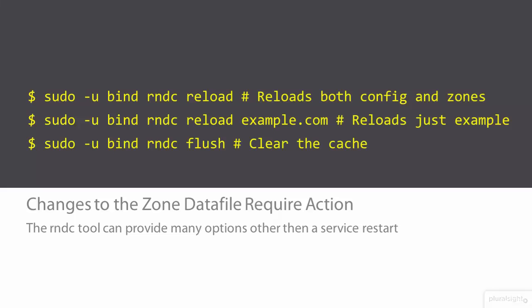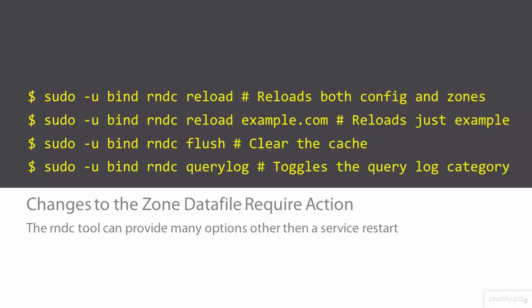If we need to clear the cache but don't need to load any other configuration information, we can use rndc flush. And then as we've seen, if we need to toggle on and toggle off the query log category, we can do that through rndc querylog. And of course, we can read that through the status subcommand.